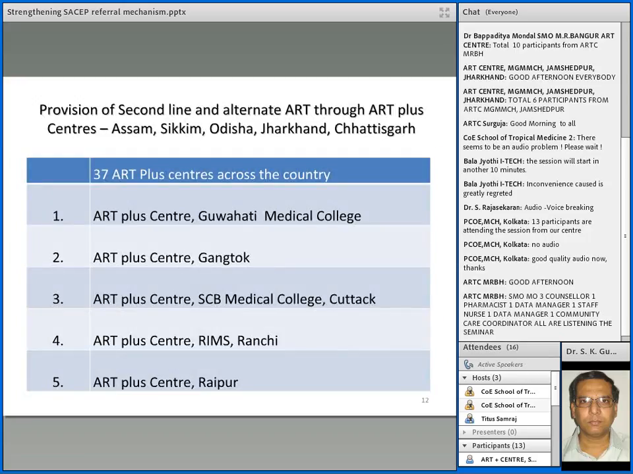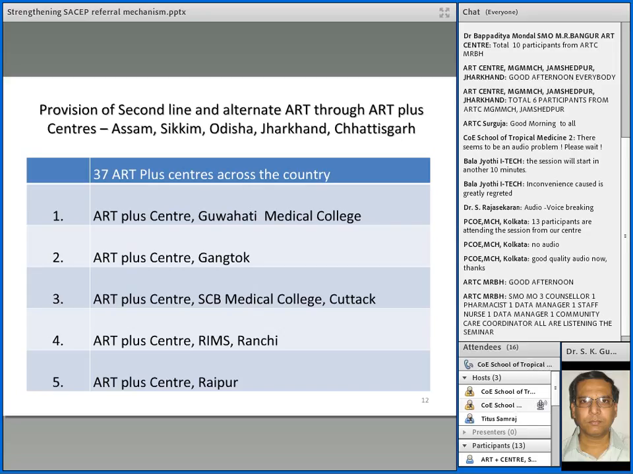Now, if you look into the jurisdiction of the School of Tropical Medicine, we are linked with 6 states: West Bengal, Assam, Sikkim, Odisha, Jharkhand, and Chhattisgarh. NACO has started this facility for rolling out the second line and PI-based alternate first line in each state, so patients need not travel to other states to get these medicines. Already there are 37 functional ART Plus centers in the country.